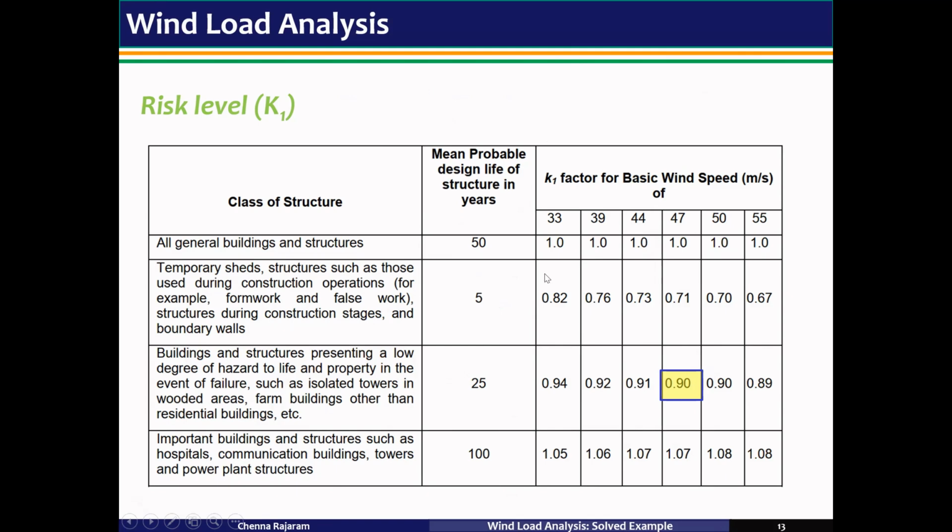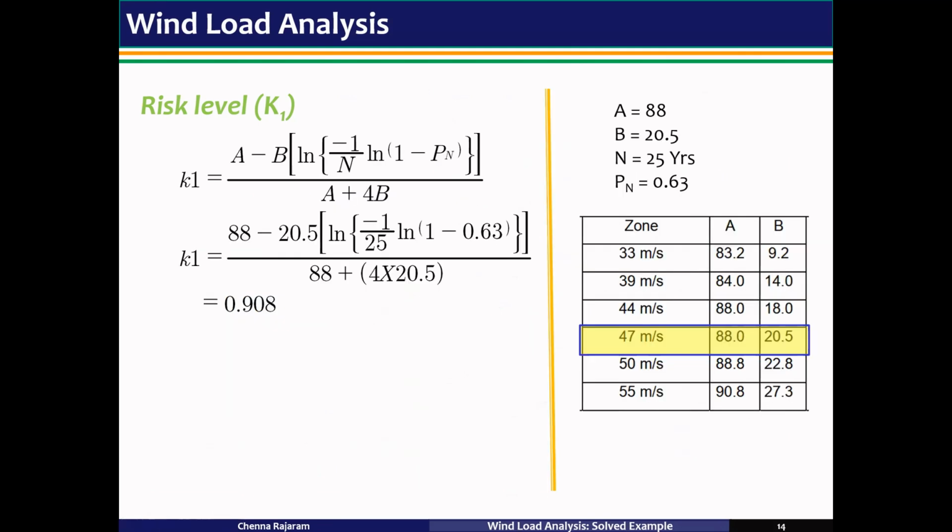Here you can see the tabular column which represents various classes: all general buildings and structures, temporary sheds and structures, those used during construction operations, buildings and structures presenting a low degree of hazard, and important buildings and structures such as hospitals, communication buildings, towers, and power plants, etc. The risk level is calculated.